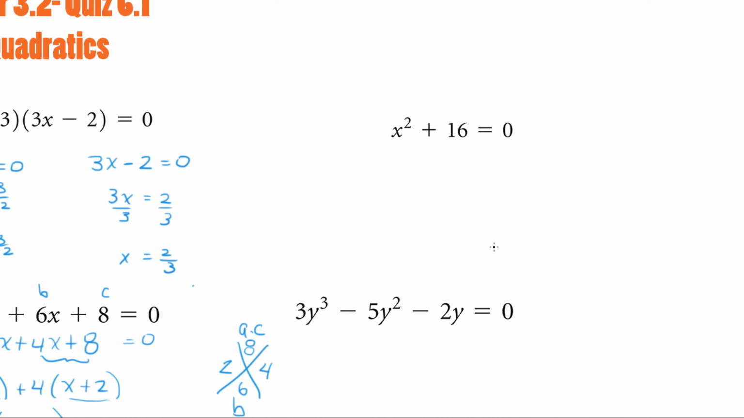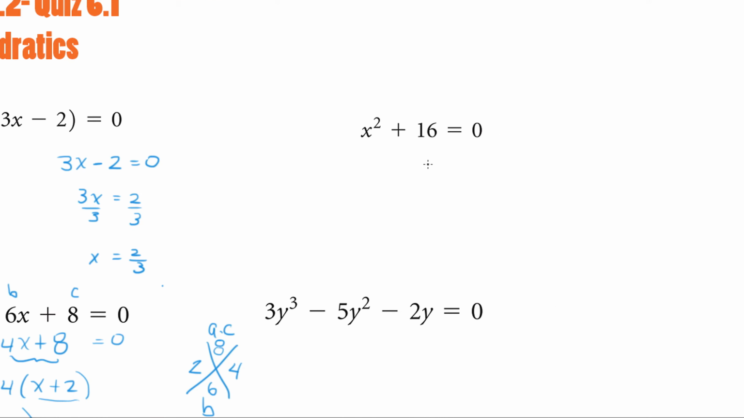The next one, notice that the x method does not apply. Okay? There are no two factors of positive 16 that when you add them gives you 0. So here you need to use imaginary numbers. How do I do that? Well, we will solve just like you will solve a regular equation. We subtract 16 on both sides, and you get negative 16.